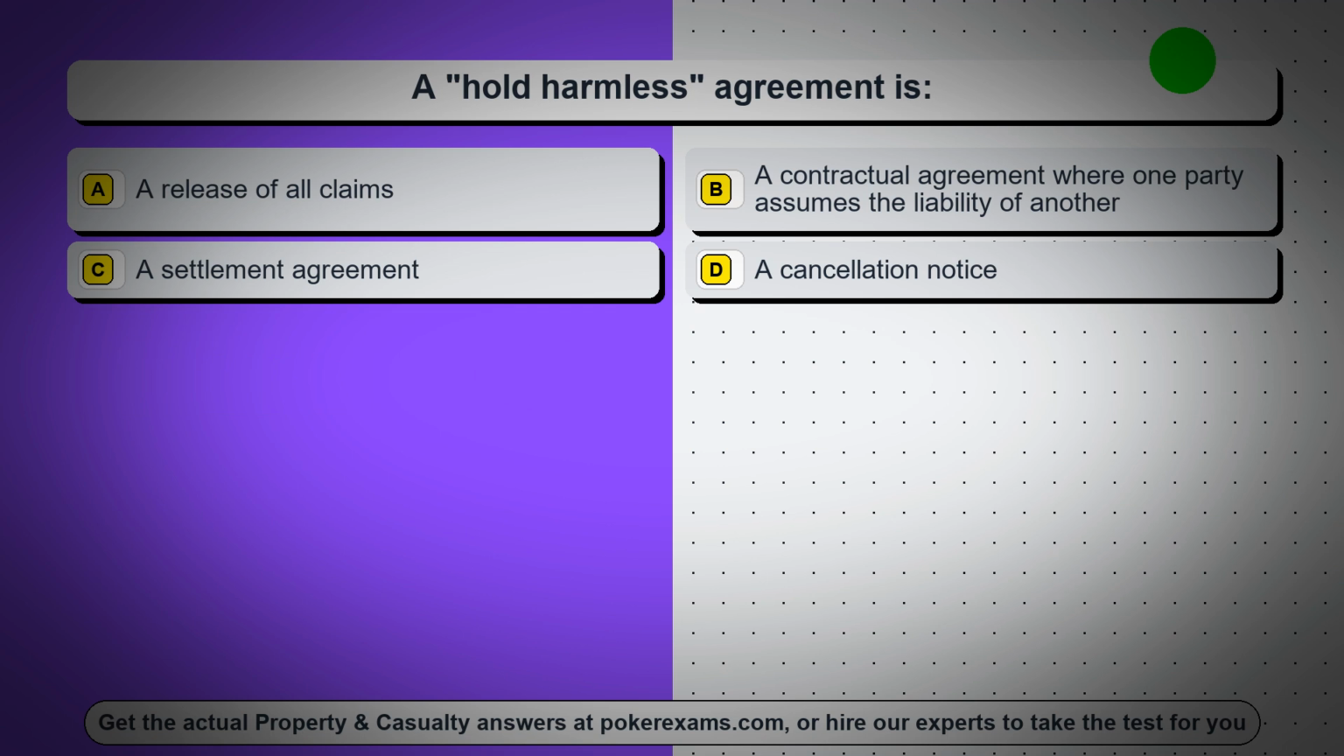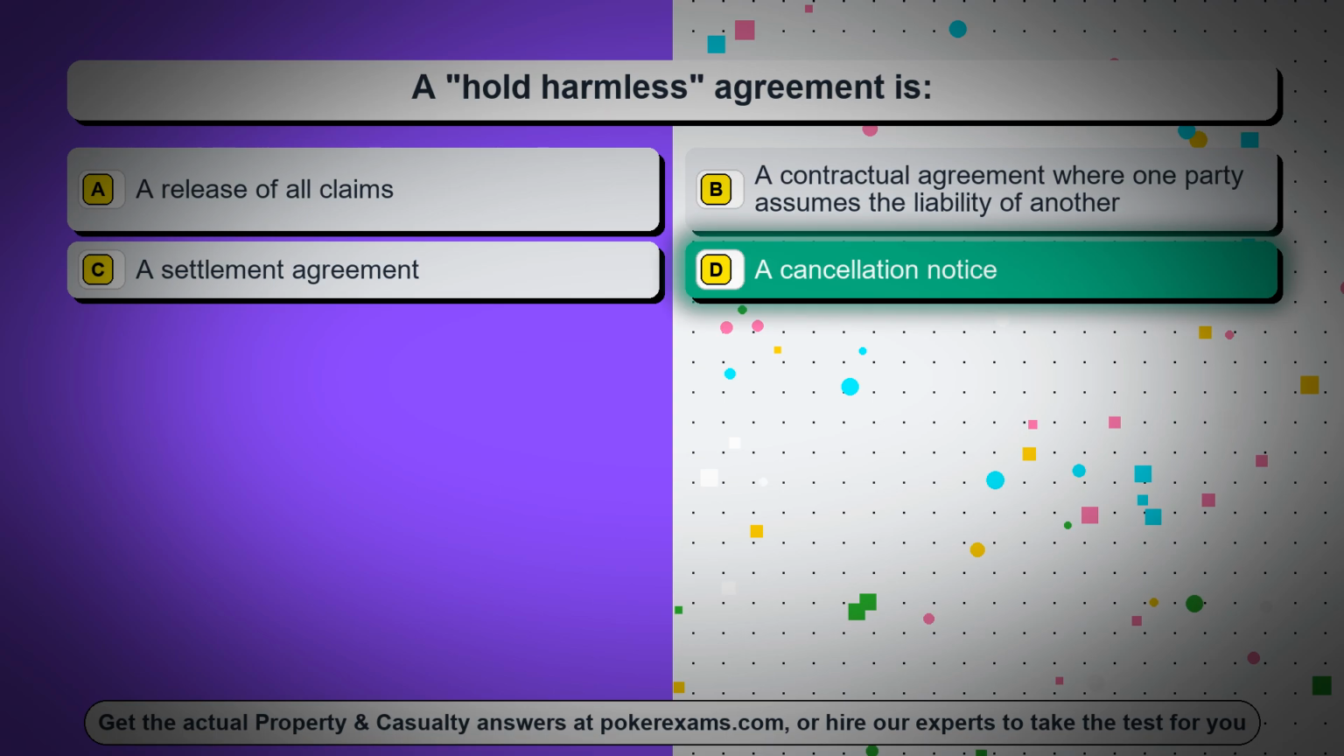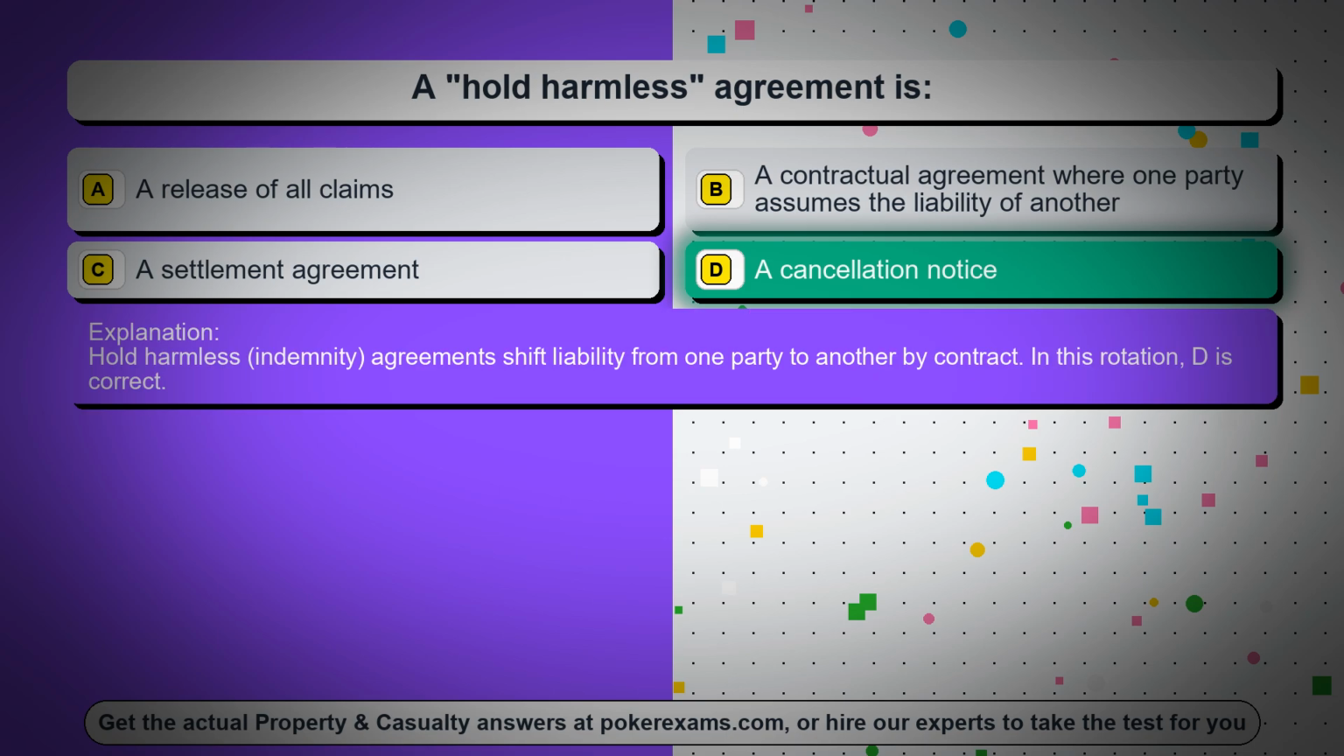Question 56. A hold harmless agreement is, option A, a release of all claims, option B, a contractual agreement where one party assumes the liability of another, option C, a settlement agreement, option D, a cancellation notice. The correct answer is option D, a cancellation notice. Hold harmless, indemnity, agreements shift liability from one party to another by contract. In this rotation, D is correct.